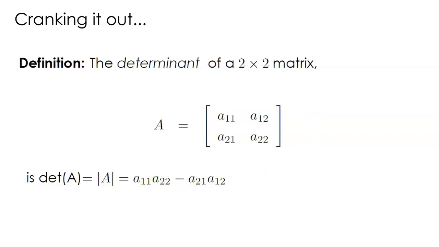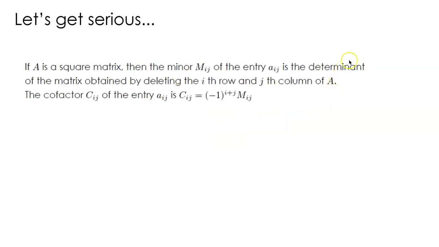Before we do a definition of the determinant of a larger matrix, because it does get more complicated, we have to define this recursively. I need a couple definitions. So first off, if we have a matrix and we pick a particular element in the matrix, say A sub ij, the minor M sub ij is the determinant of the matrix we got when we removed the ith row and the jth column of A. The cofactor of that entry would be -1 to the i plus j times the minor.